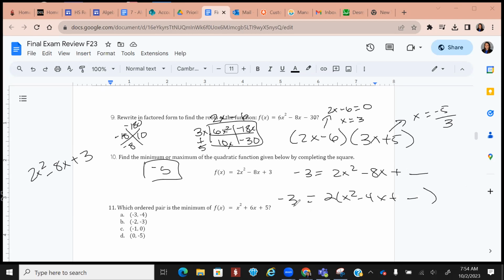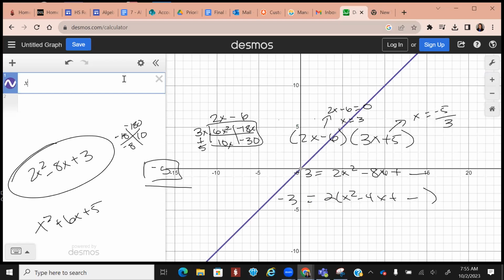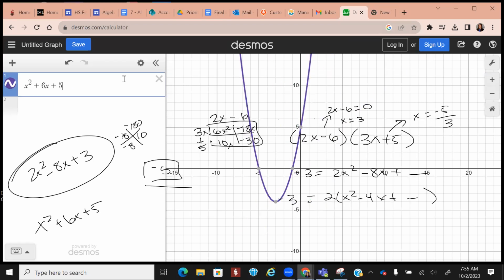But this is a lot of effort, and we're not here for that. So again, plug this in. It tells you what your y value is. Now on the next one, we're trying to figure out which one is the ordered pair of this minimum. Again, we could take this and plug it into Desmos and look for the minimum. And that's going to be -3, -4.